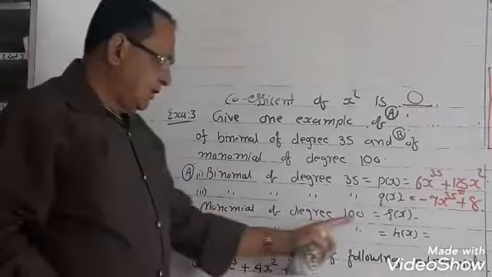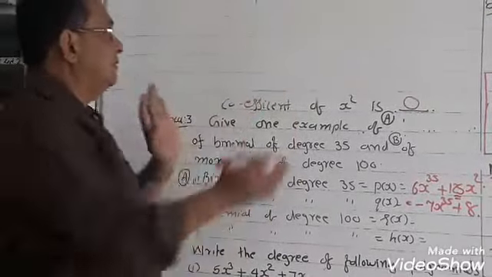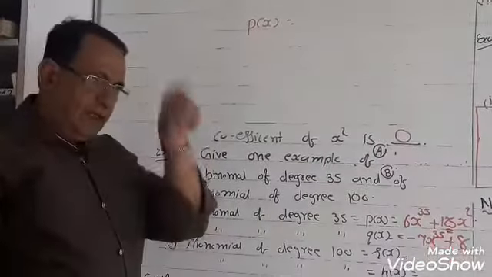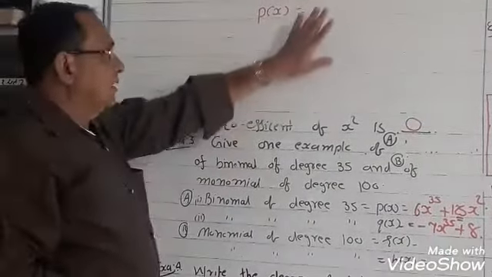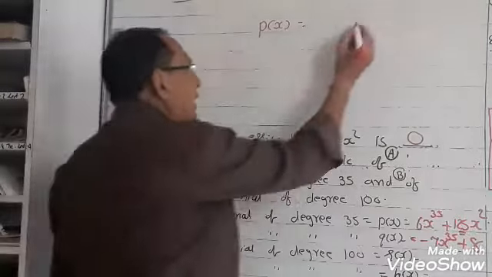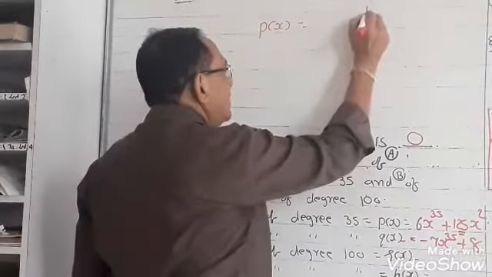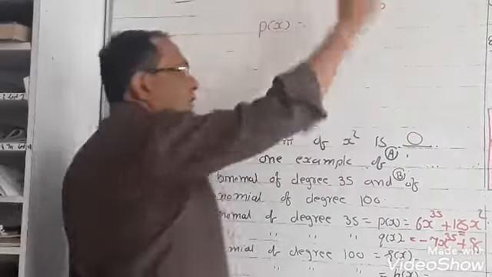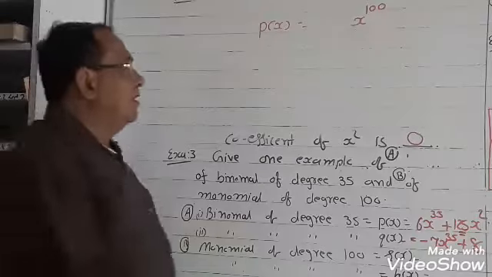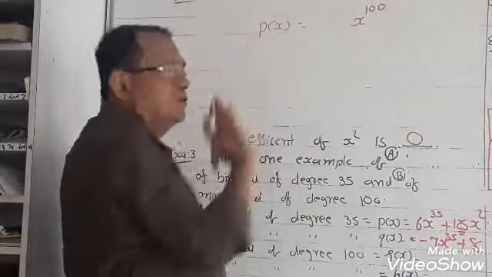Second, monomials of degree 100. That means only one term will be there. Only one. If trinomials, then 3 terms. How many terms will we keep? Only one term, and what should its power be? It must be 100. Its index will be 100. Anything like that is your answer also.